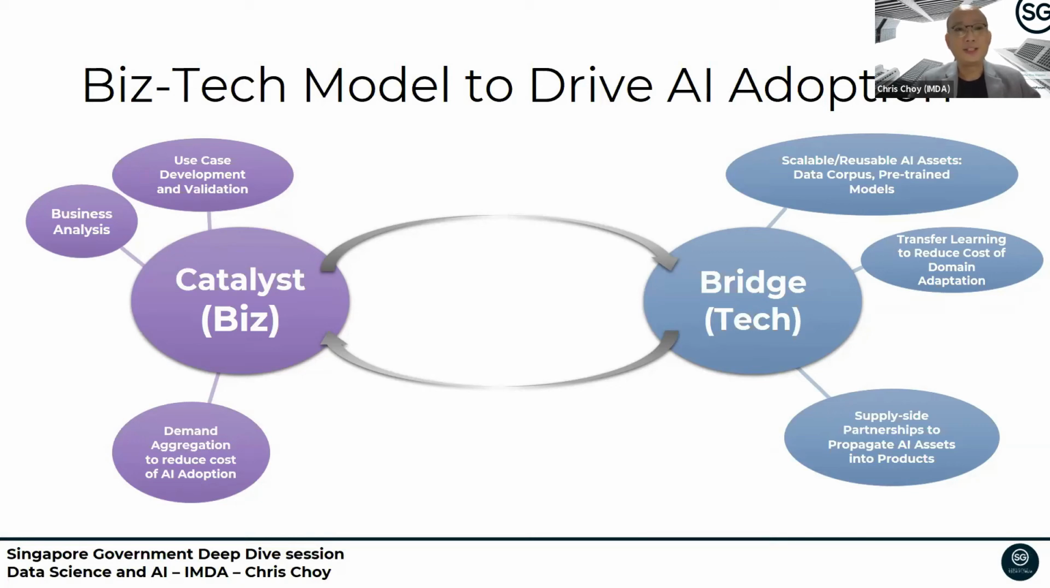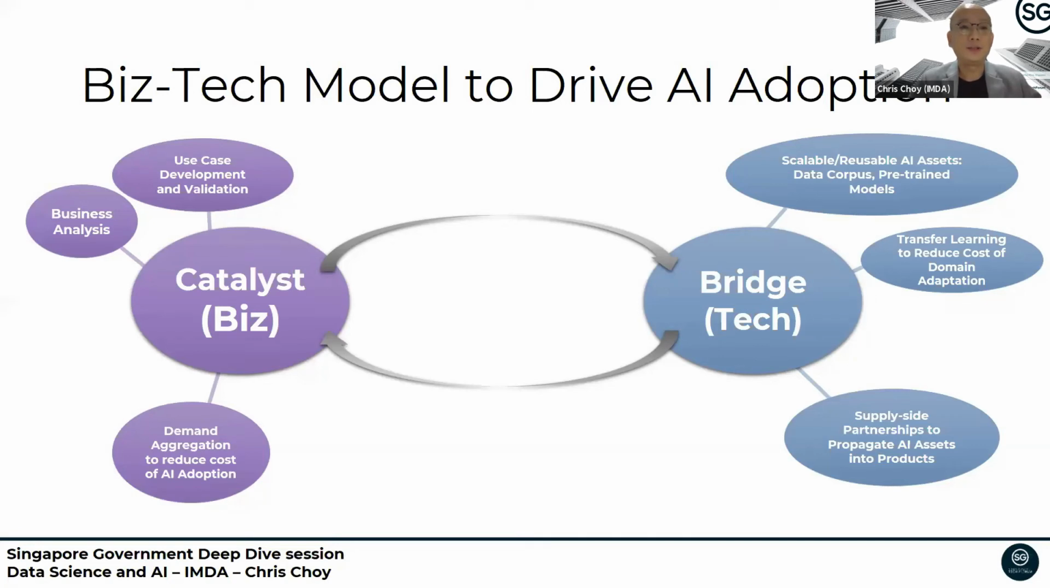So the bridge is actually the technical part. In IMDA, we have an in-house team that does a lot of new AI model development. We also do data acquisition, because we recognize that both the data and the algorithms are the key ingredients to successfully developing high performance AI models. And in that, we also do a lot of supply side aggregation to understand what are the common technology components that are needed by different kinds of supply side vendors.